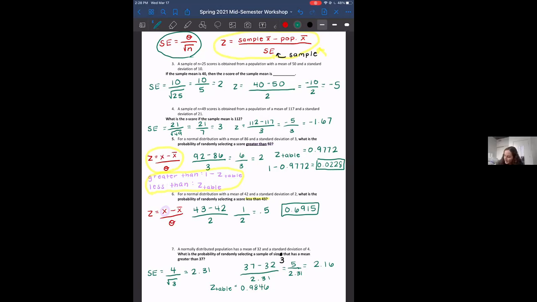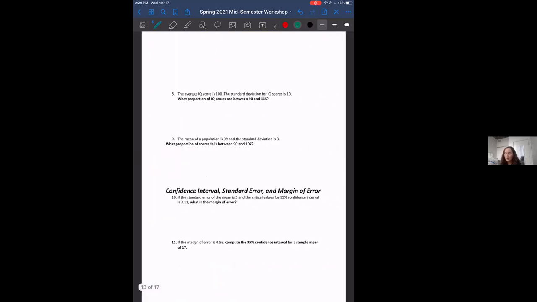Yes, good. Okay, so we do 1 minus 0.9846. So what is that if someone could plug that into their calculator? Good, 0.0154. So that's our answer. Does anyone have any questions on that? No? All right. Let's move on to the next one.